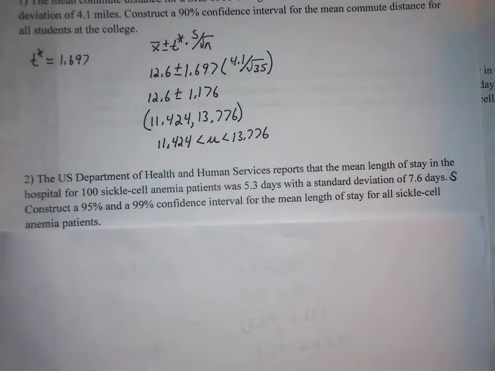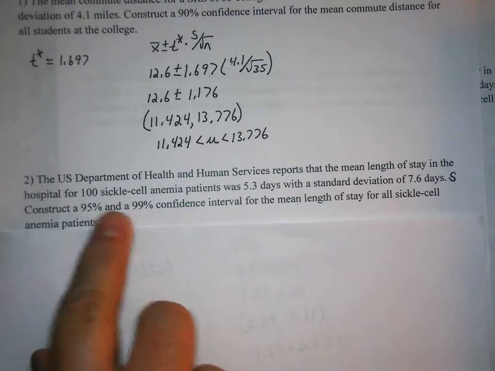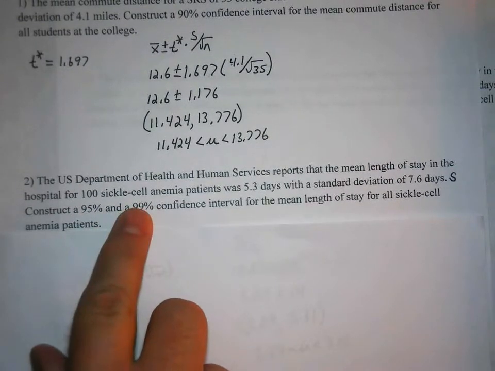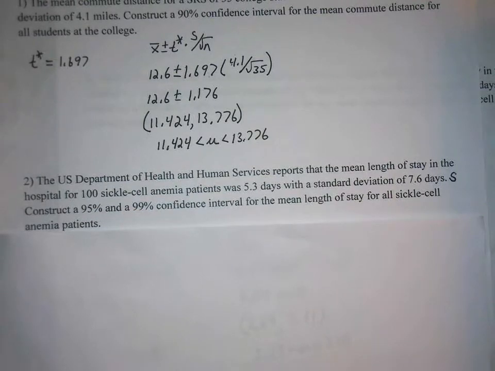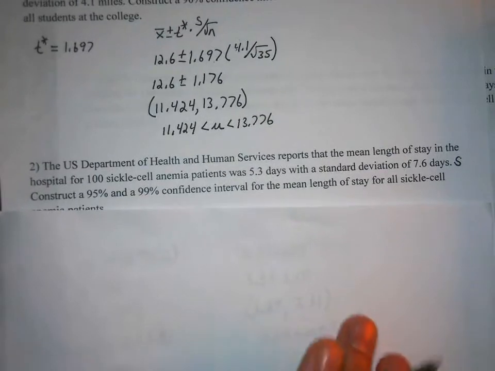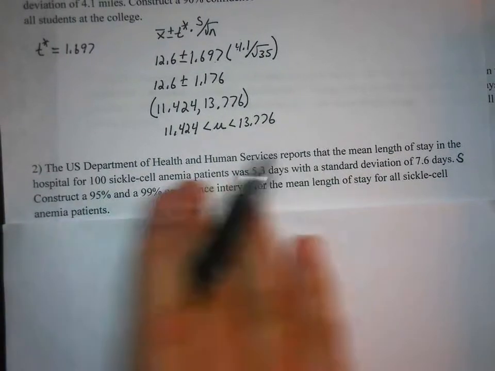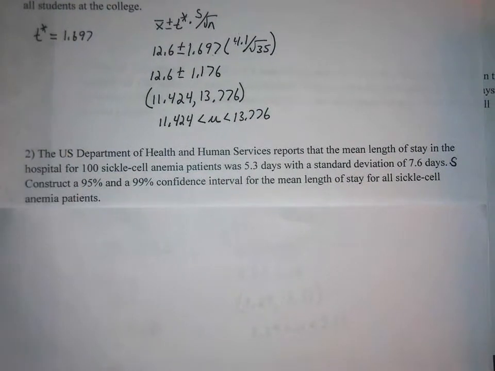Okay, so knowing that, construct a 95 and a 99% confidence intervals for the mean length of stay for all sickle cell anemia patients. Okay, so I suggest you pause the video and read through the question again if you need to, and I'm going to show the answer for the 95% interval first. Okay, so try it and pause the video, and here's the answer.